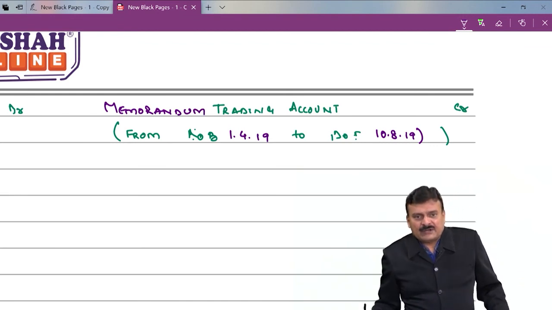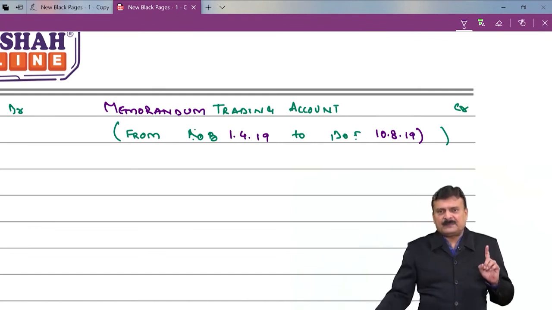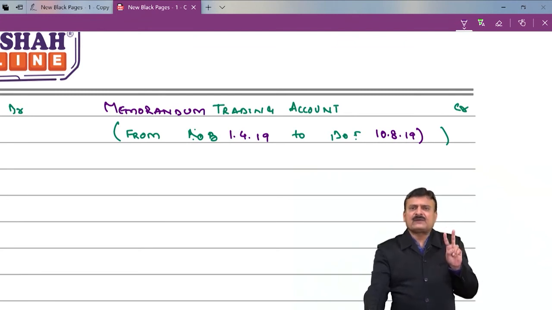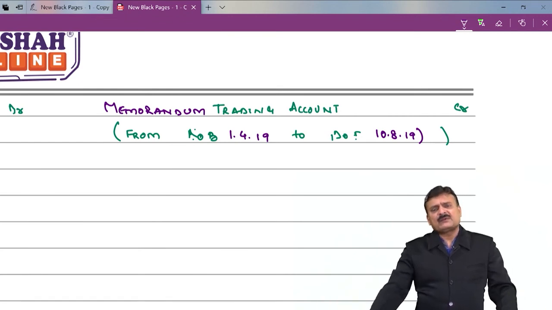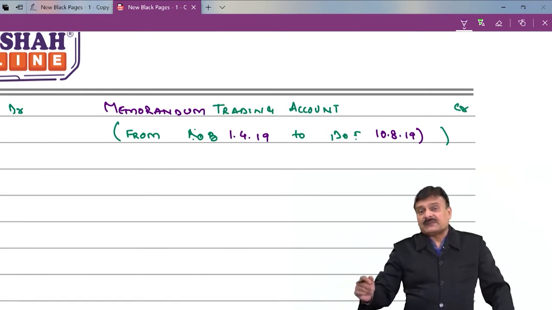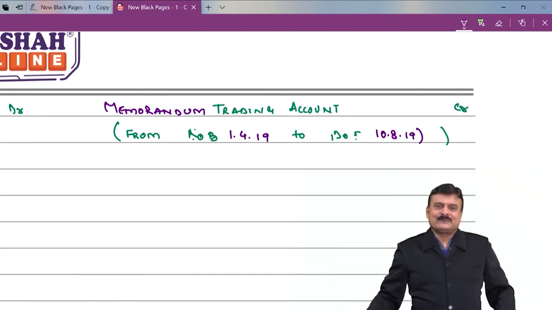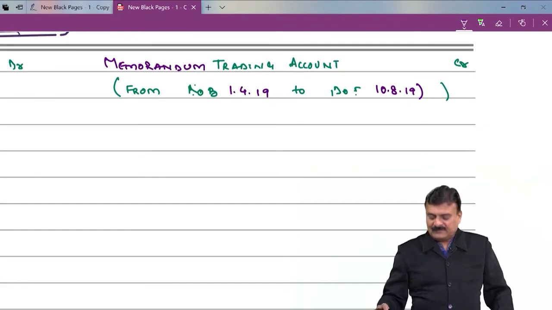What do you mean by memorandum? Memorandum has different meanings. Meaning number one, it is not forming part of the official books of account. It is a simple working note. A working note prepared for a specific objective is a memorandum account. Here, the objective is to find out total stock on the date of fire. Just prepare it. You all know the format very well, how to prepare it, right?